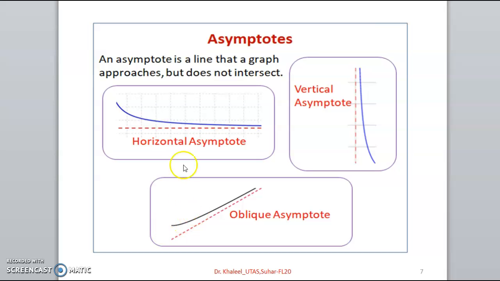And there is one more, which is neither horizontal nor vertical. This is called an oblique, or slant, asymptote. It is the same. You see, this is the graph and this is the line, and this line is not horizontal, not vertical, therefore it is known as an oblique asymptote or slant asymptote. So there are three types of asymptote.